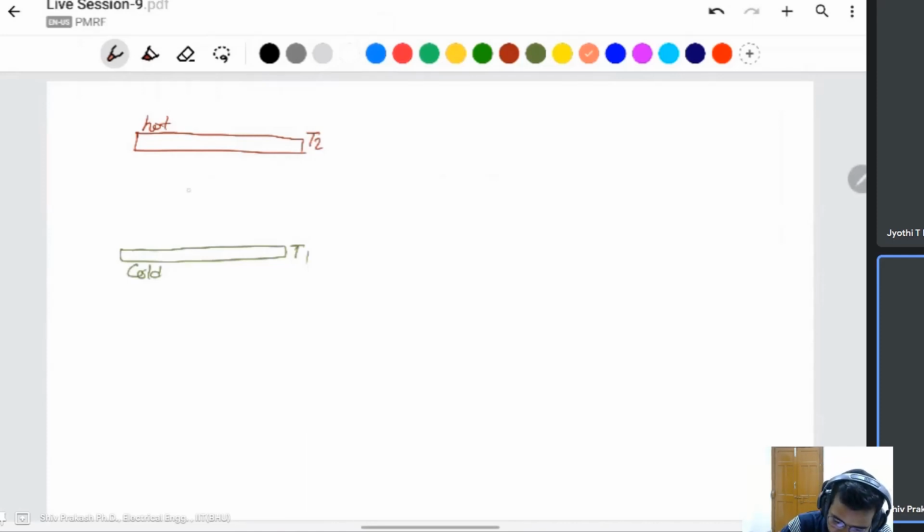It is placed between these two, because in normal conditions heat will transfer from higher temperature to the lower temperature, but here the component is placed here, and the component will heat up. When this heats up, the heat transfers from here to here, like that. This is a Peltier device.